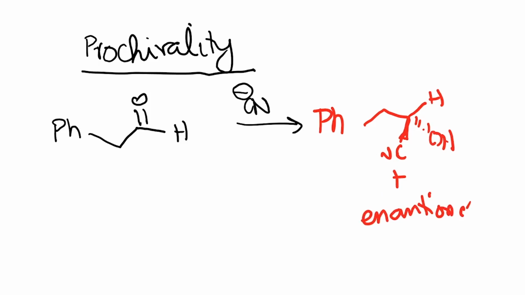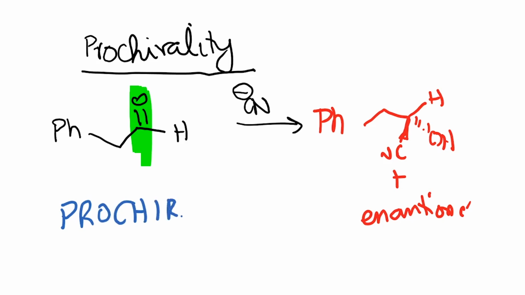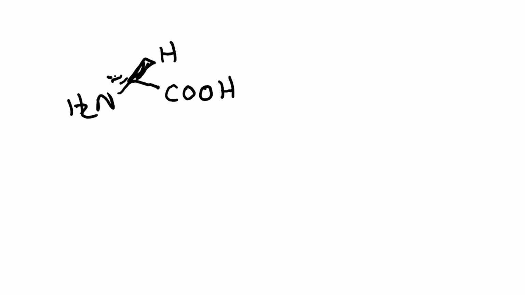But this center, which is the carbonyl over here, is called a prochiral center. Okay, so this molecule is a prochiral molecule because it can form a mixture of enantiomers depending on which face the attack happens. Okay, now a prochiral center can also be defined in a different way. So for example, if I start with glycine, okay, so glycine is nothing but COOH, NH2, and there's a hydrogen here, and there's a hydrogen here.